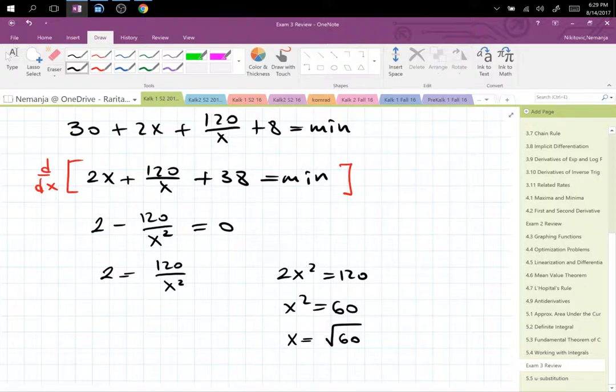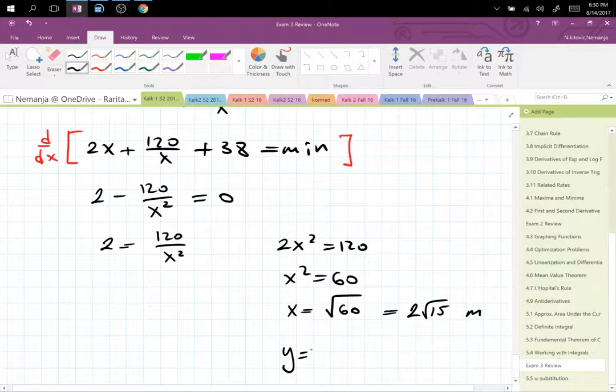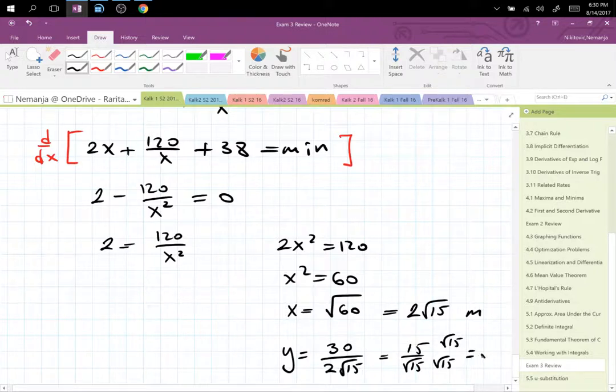And the largest value you can pull out is 4, because 4 times 15, so we get 2 root 15 meters for x. Remember that y is equal to 30 divided by 2 root 15. That's 15 root 15, and we hit it with root 15. So it just gets to be root 15.